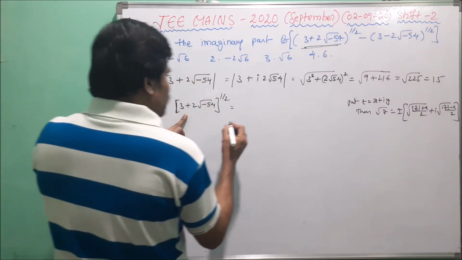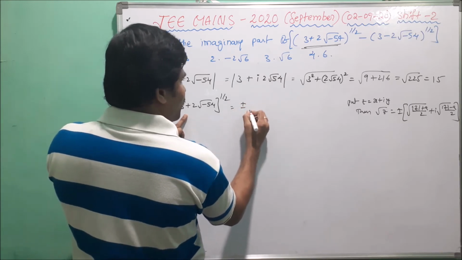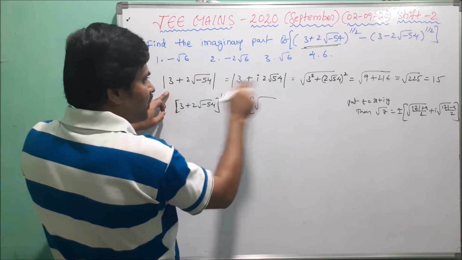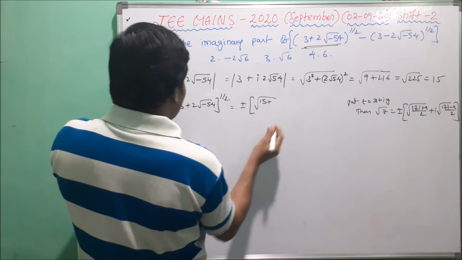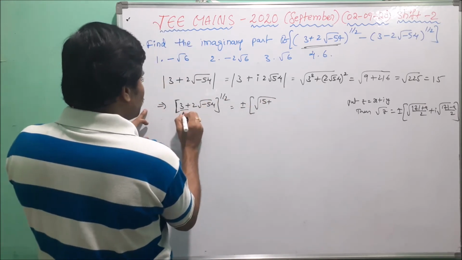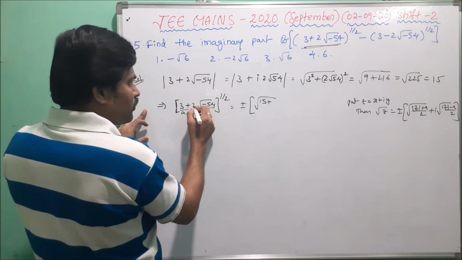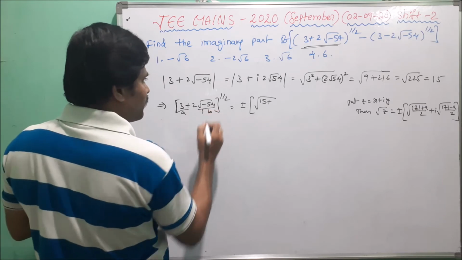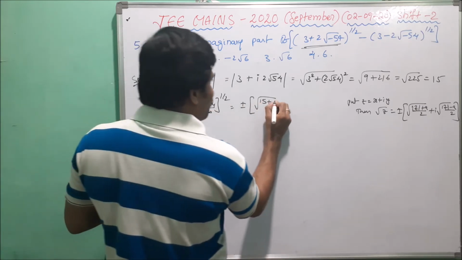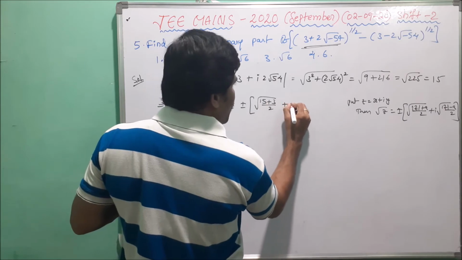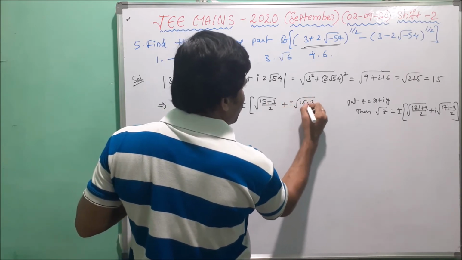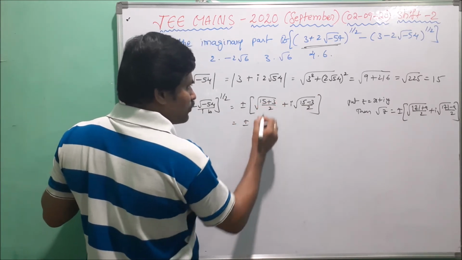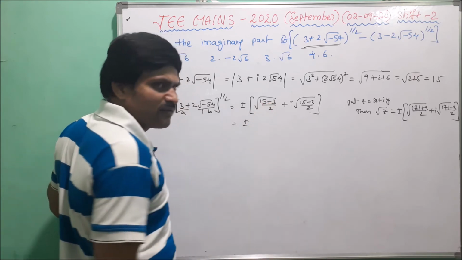So here we observe, in this we write plus or minus square root of, the already found modulus of that value, that is 15. So 15 plus a, where a is 3. Here a equals 3, b equals 2 root 54, so 2 root 54 is b. So in this a is 3. So square root of 15 plus 3 by 2, plus i into square root of 15 minus 3 by 2. Now here we write plus or minus 15 plus 3 by 2, that is 18 by 2, 18 by 2 means 9.